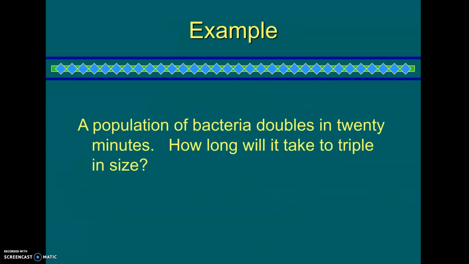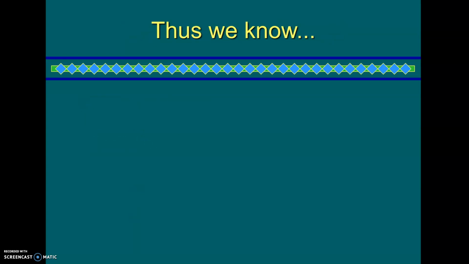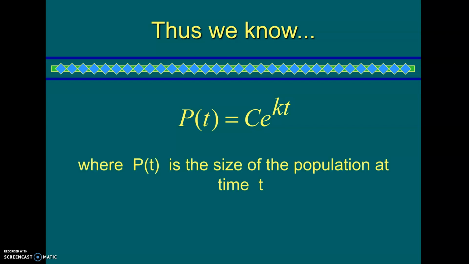Anyway, so let's try an example. A population of bacteria doubles in 20 minutes. How long will it take for it to triple in size? Well, where's the differential equation? So P is the size of any population at a time t, and P grows at a rate proportional to itself. So that's how we say that the rate of the population growth is some constant k times P. And then we saw how we differentiate that, we separate it, and we end up with this lovely equation for this model for continuous exponential growth.